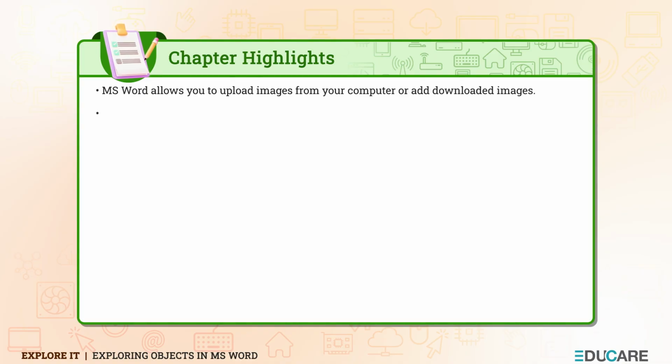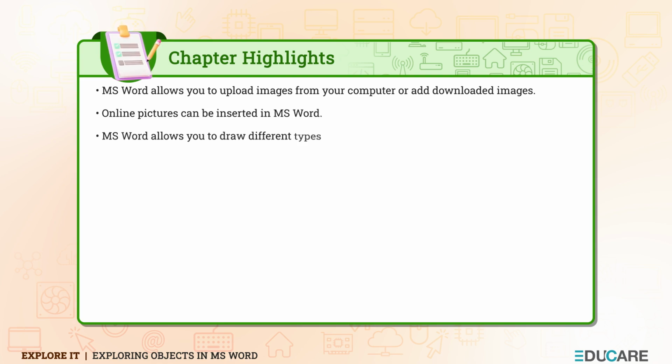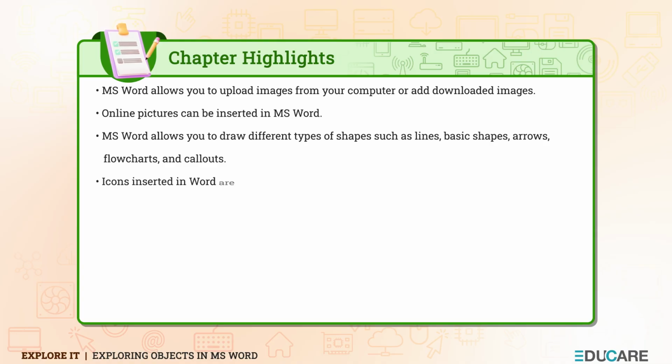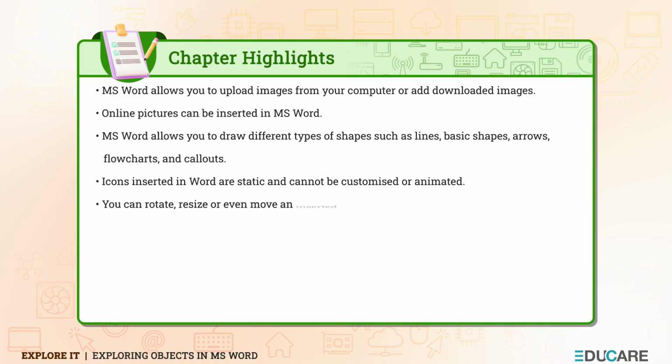Chapter Highlights. MS Word allows you to upload images from your computer or add downloaded images. Online pictures can be inserted in MS Word. MS Word allows you to draw different types of shapes such as lines, basic shapes, arrows, flowcharts, and callouts. Icons inserted in Word are static and cannot be customized or animated. You can rotate, resize, or even move an inserted shape. Symbols and special characters can also be inserted in a document.